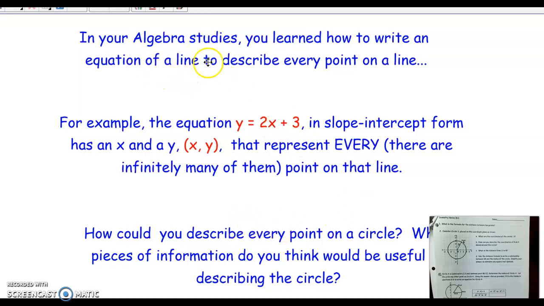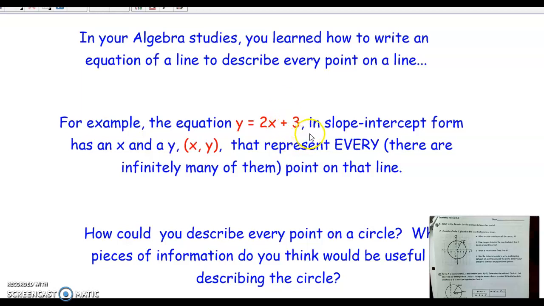An equation of a line, remember, describes every point on a line, and there are infinitely many points on a line. And that's why the x and the y in the equation are there. They are representing every single point on that line, and there are infinite number of them.